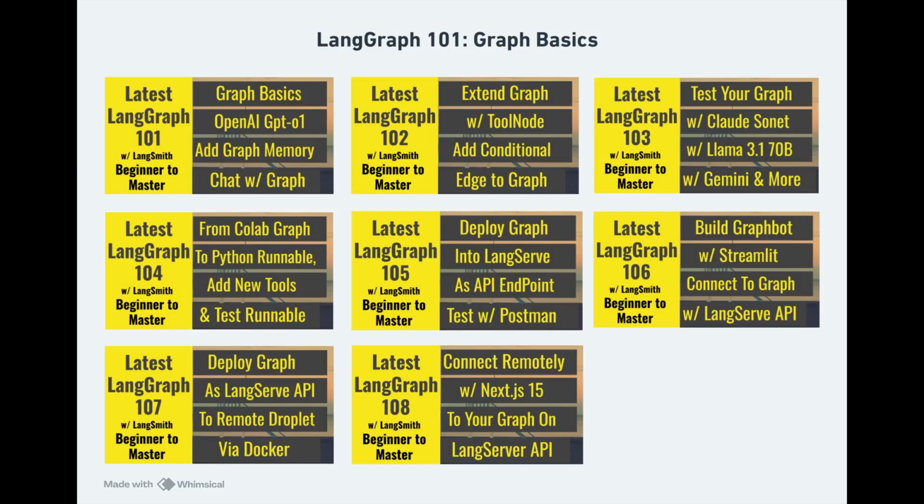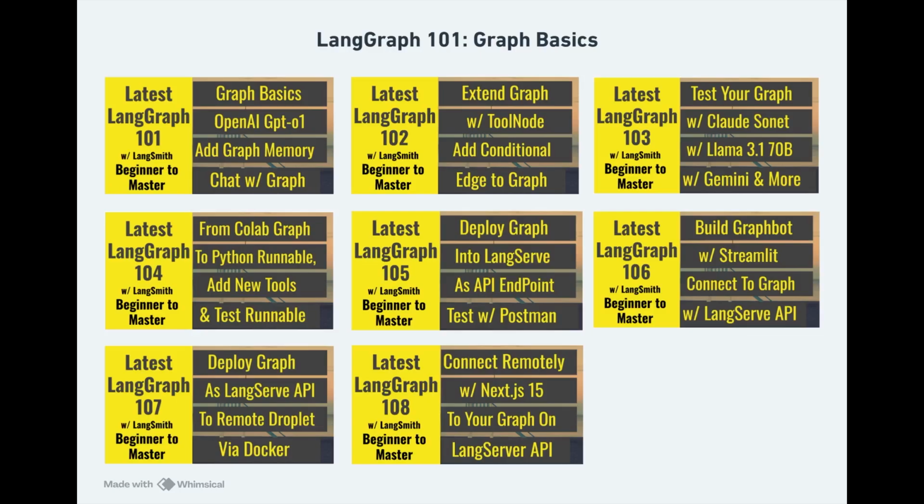And here's the plan for the whole series. Session 101, which is this video. This is where we will learn the basics of a graph, add conversational memory, and have a chat. Session 102, that's where we will extend our graph with a tool node and a conditional edge and chat with it to test the usage of the tool.